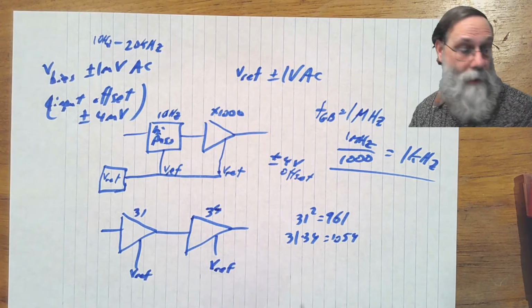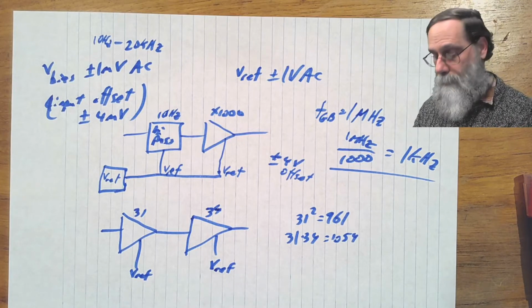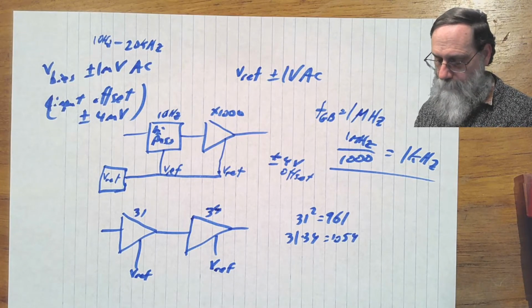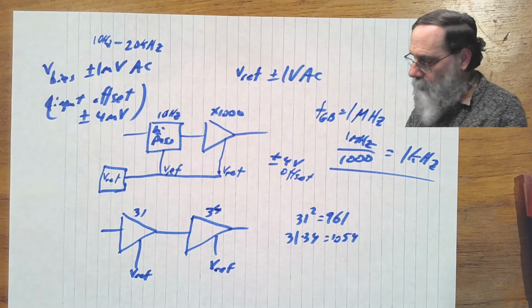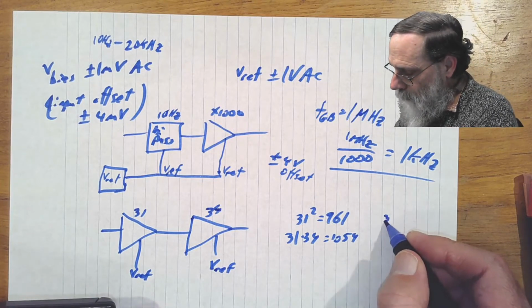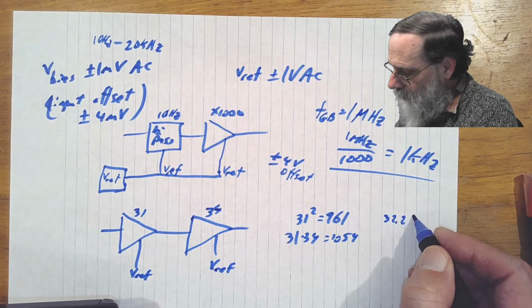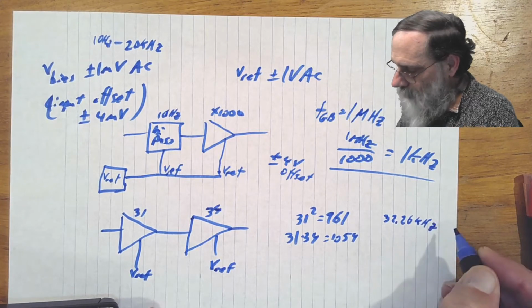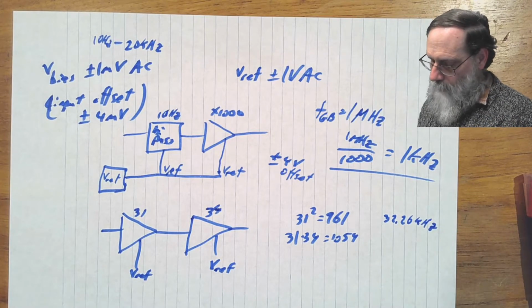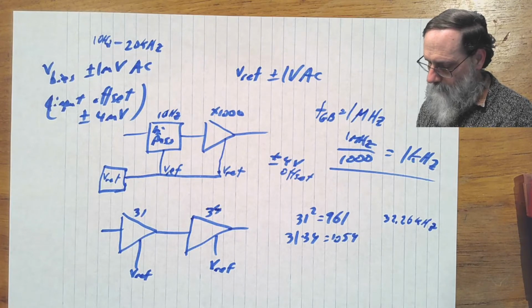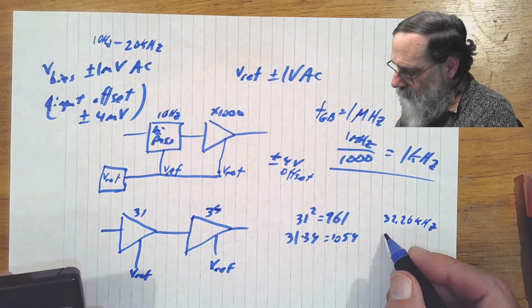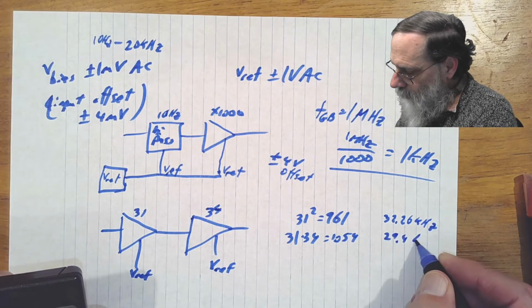What's our gain bandwidth product now? Well, if we take the 1 megahertz, divide that by 31, we have 32.26 kilohertz. And if we take the gain of 34, we have 29.4 kilohertz.